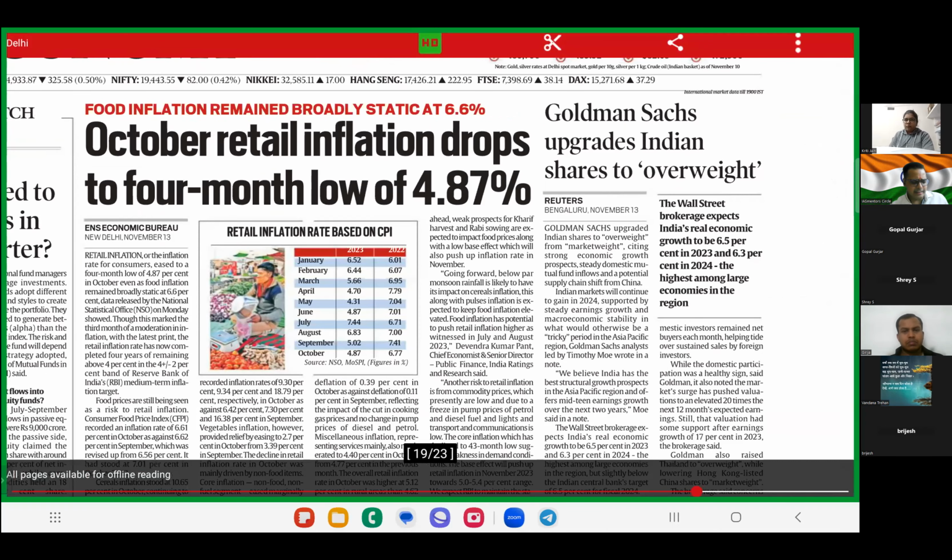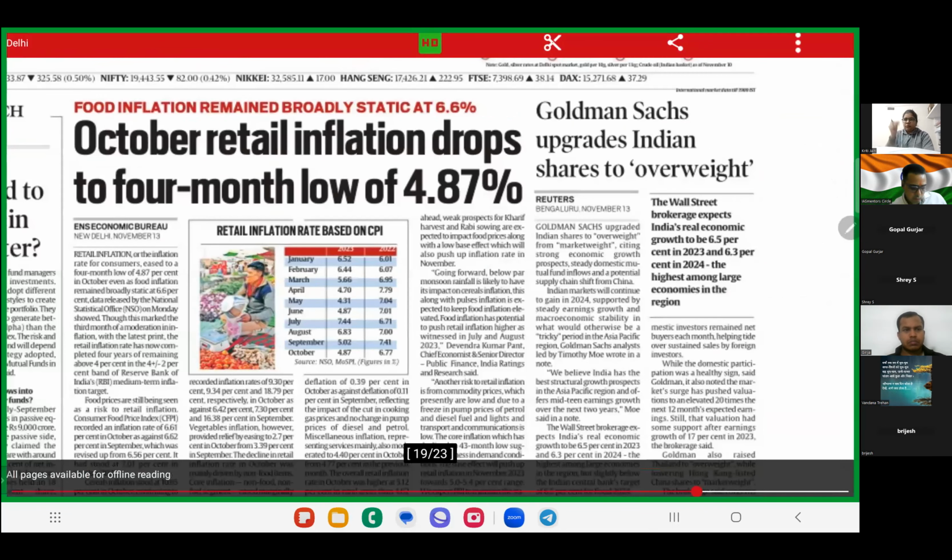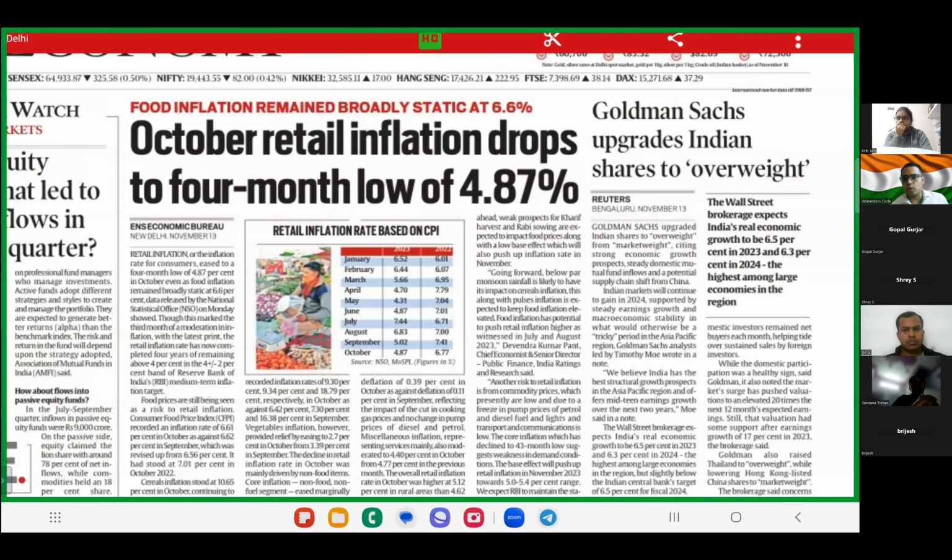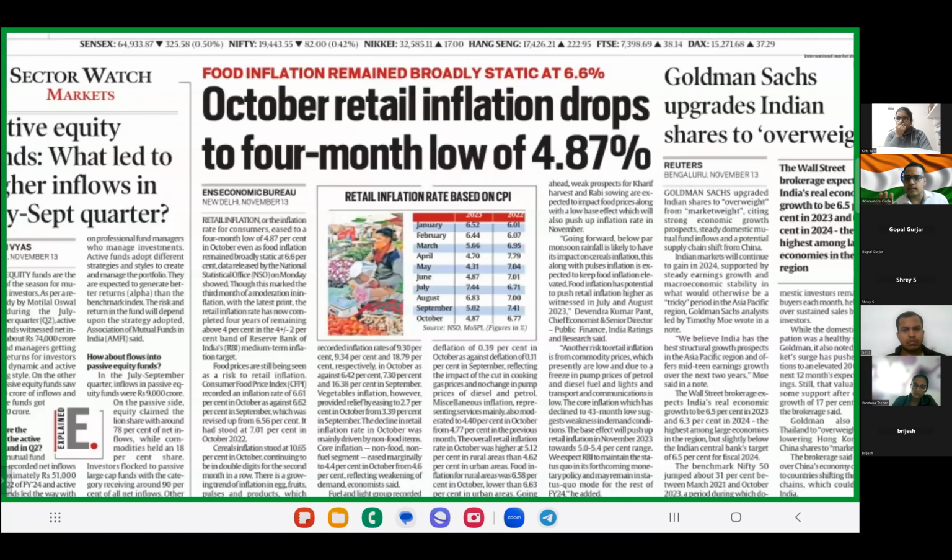Goldman Sachs upgrades Indian shares to the overweight. Why? What is overweight? You should be clear with it. If by chance you get interested in the share market, it will help you over there. Touch wood, whenever I invest in the share market, I'm able to book the profit only. Reason, UPSC preparation. That's all.